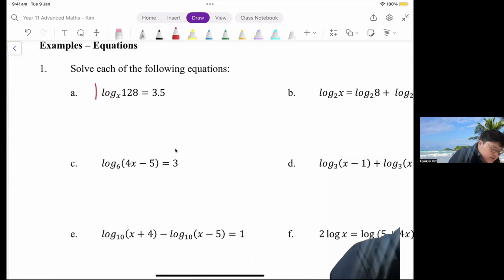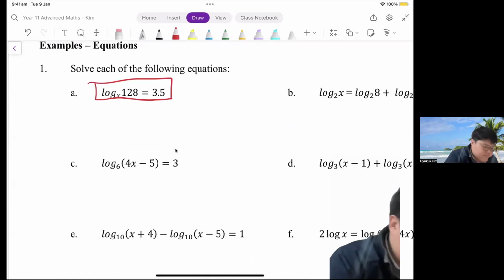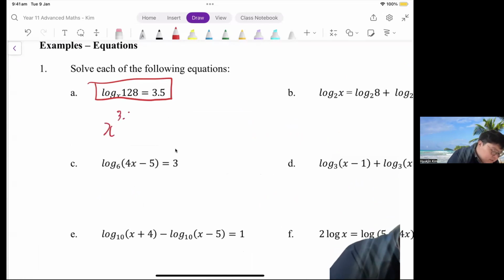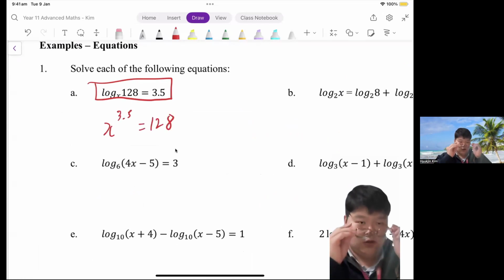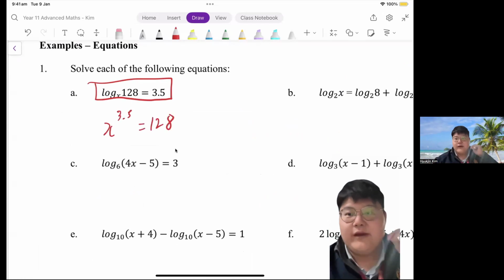When I look at a question like this and the question tells me to solve it, I think to myself, okay, what is this actually saying to me? This is telling me x to the power of 3.5 equals 128. That's just changing it into logarithmic form. I'm just trying to change it into the way it should be.